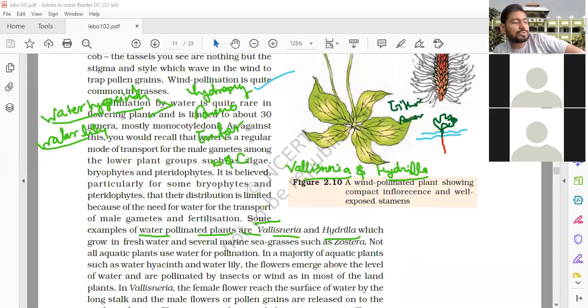I saw most of the students got confused, and they ticked hydrophily. So don't get confused. This is a pet question, because most of the time students get confused because they know water hyacinth. Water means hydrophily, they think, but this is not correct. So for water hyacinth and water lily, pollination takes place with the insects or with the wind, not with the water. Correct? Is it okay? Is it fine?